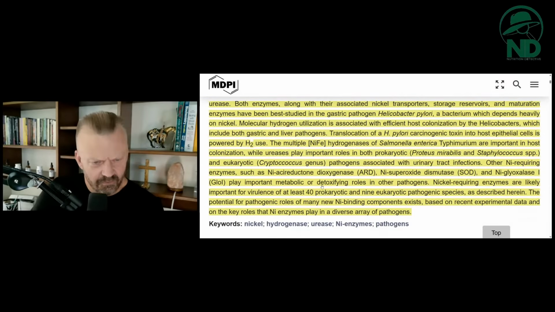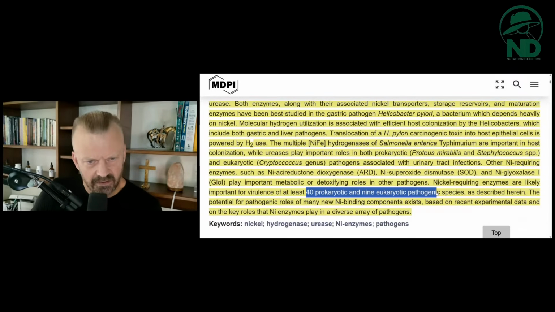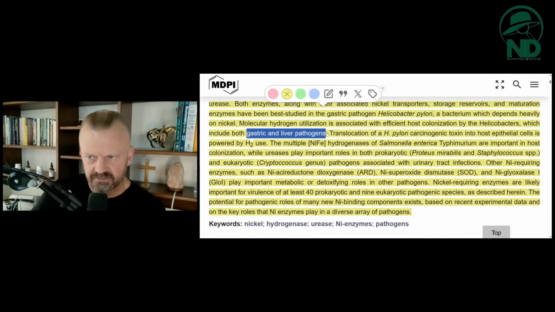So let's get into, just remember, 40 bacteria and 9 fungus. Gastric and liver pathogens. Okay.